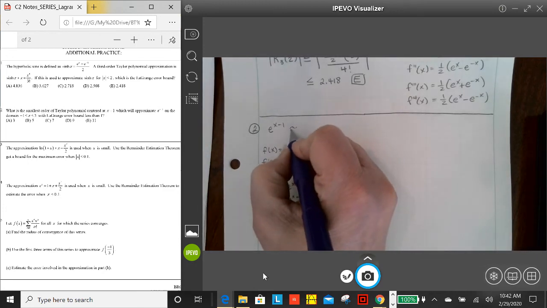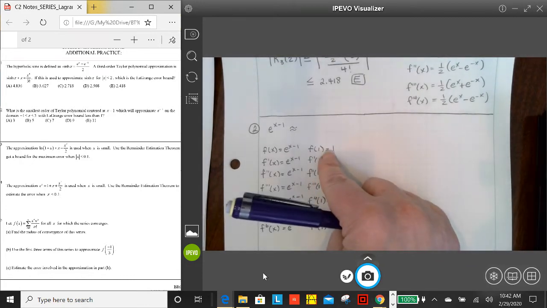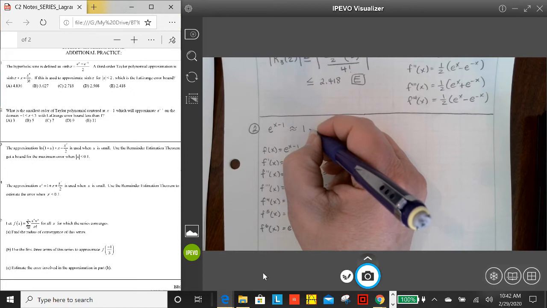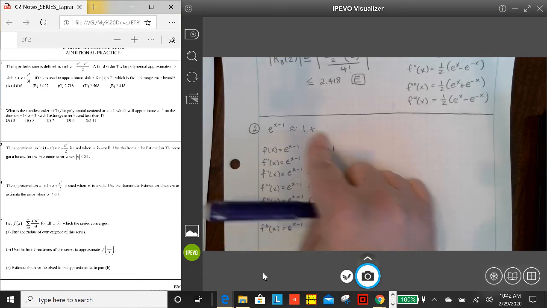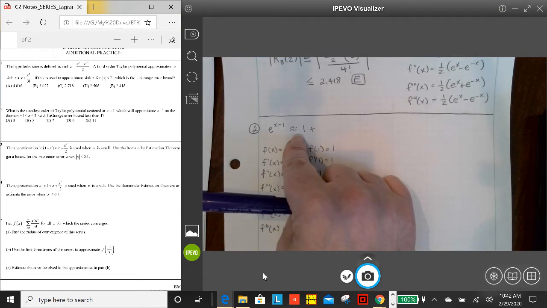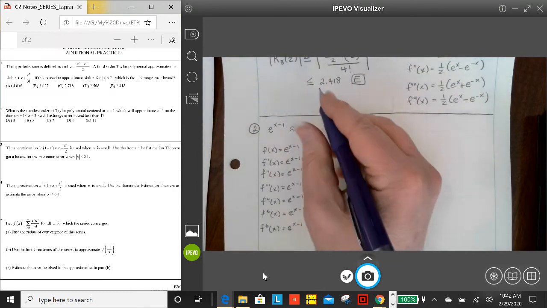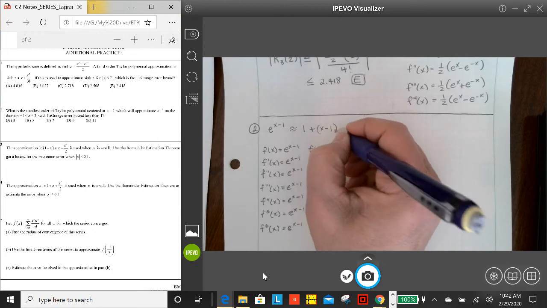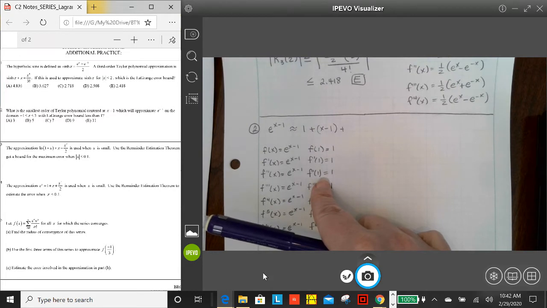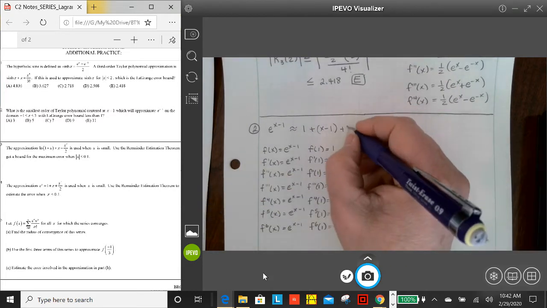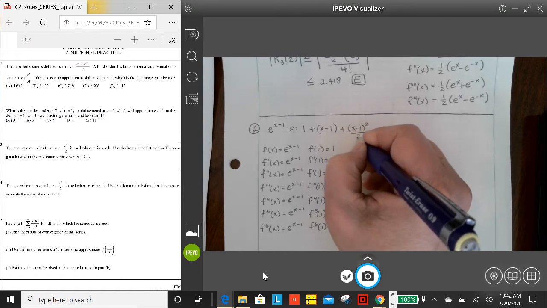All right, so my polynomial is going to be, well, remember, it's f of 1 over 0 factorial, which is 1, plus f prime of 1 over 1 factorial times x minus 1 because we're centered at 1, plus f double prime of 1 over 2 factorial, which is 1 over 2 factorial. So this is just x minus 1 squared over 2 factorial.